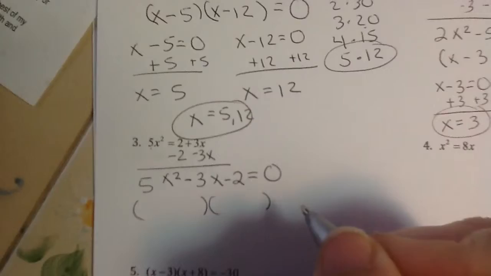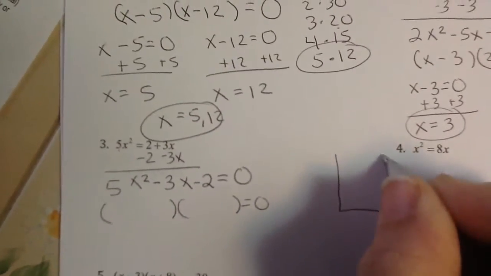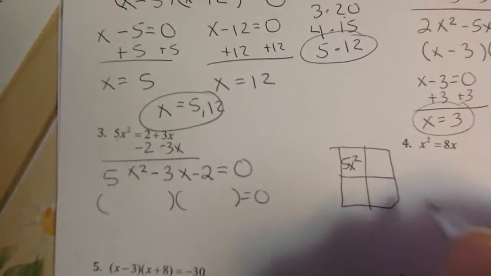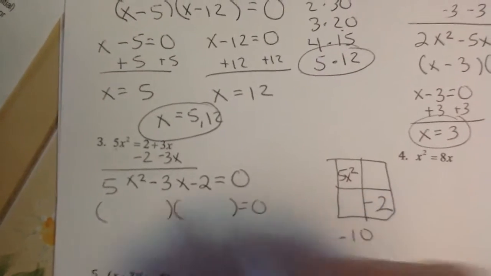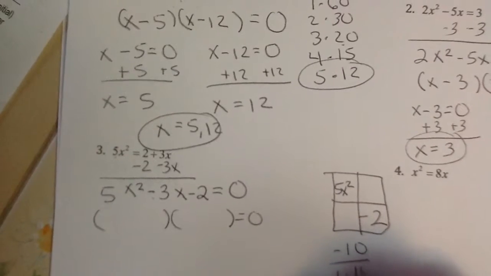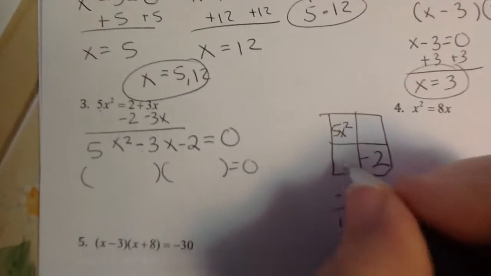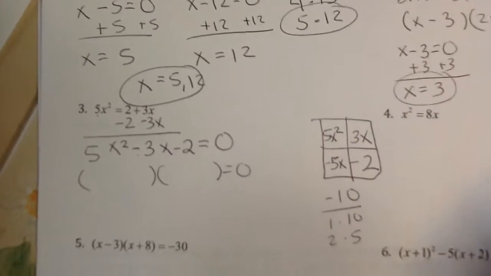And I looked, there's no GCF, so there's nothing I can do there. Draw my box. 5x squared times negative 2, that's negative 10. My signs are different, so I'm going to subtract 1 and 10, 2 and 5. If 5 is negative and 2 is positive, that will give me a negative 3. So negative 5x and 3x.